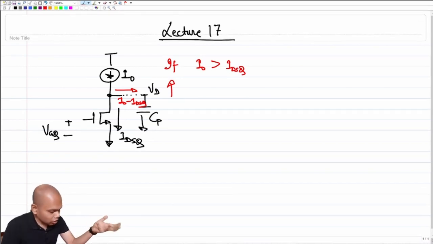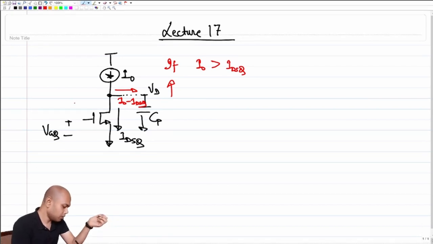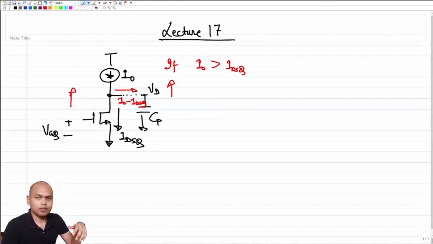So if this is not strong enough, what should I do? What knobs do I have? I have the VGS knob to turn. So what do I need to do? If IDSQ is lesser than I naught, I need to increase IDSQ, which means I need to increase VGS. Since the source is grounded, I have to increase VG. So in a sense, if VD is increasing, we need to increase VGQ.